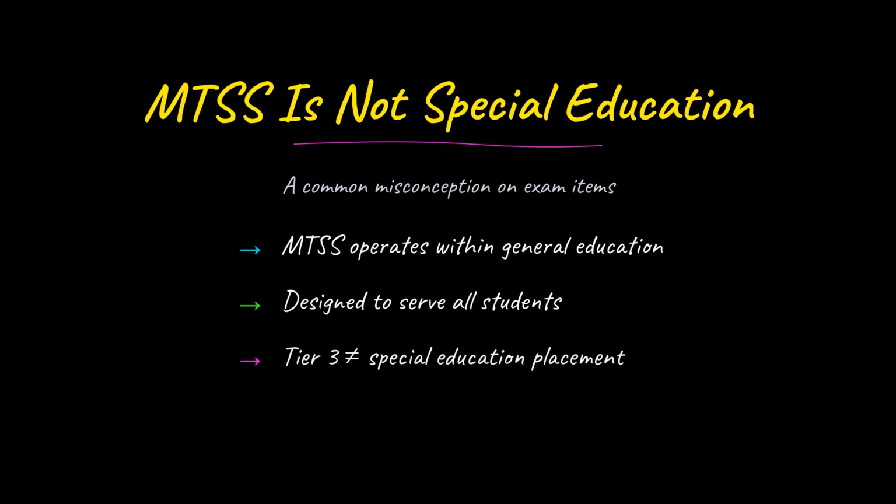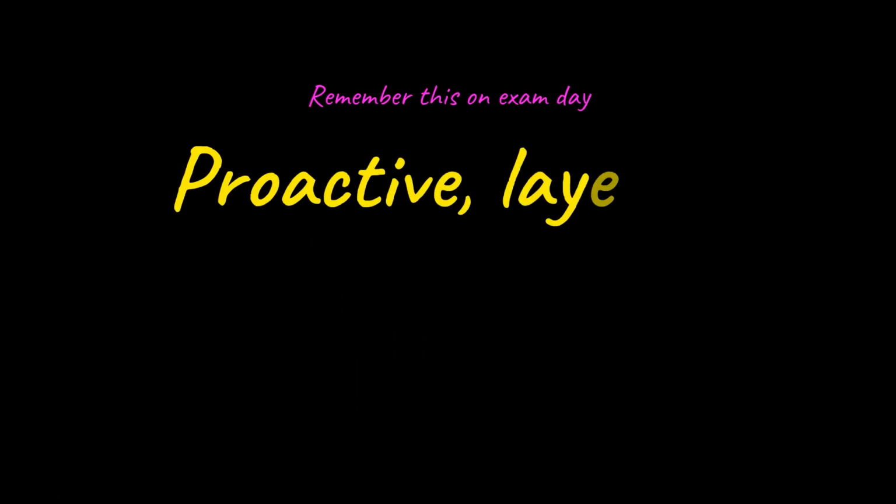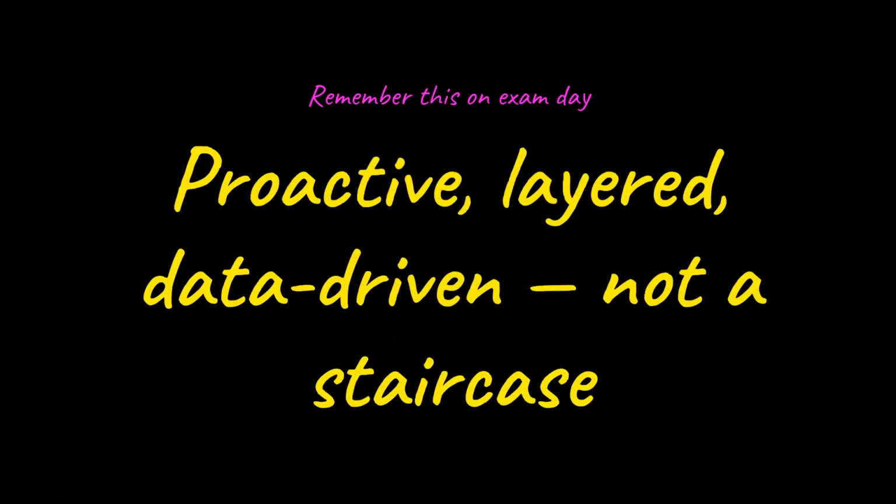Special education services may sometimes overlap with the third tier, but receiving intensive supports does not mean a student qualifies for or is placed in special education. The defining features of MTSS are its prevention orientation, layered intensity, and data-driven movement between tiers. When a question describes a school identifying struggles early and adjusting supports fluidly, MTSS is the answer.